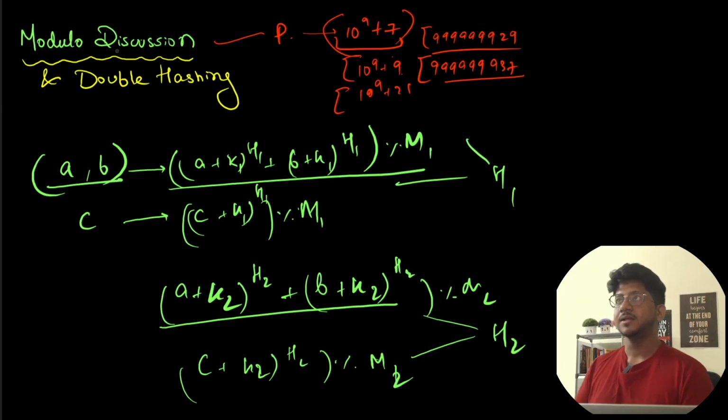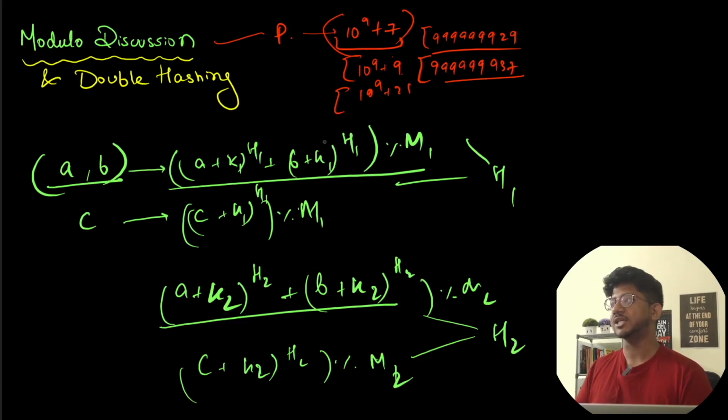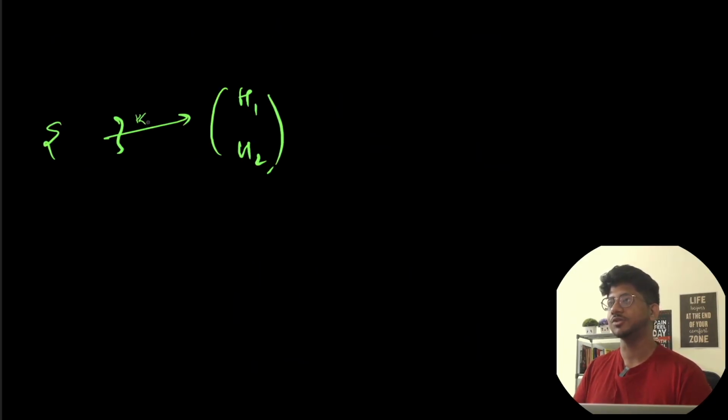So from now on, if you have some collection, it will convert to, let's say, h1 and h2 using these two hashing functions. You have k1, h1 and m1, which will give you the first hash, and k2, h2 and m2 will give you the second hash.